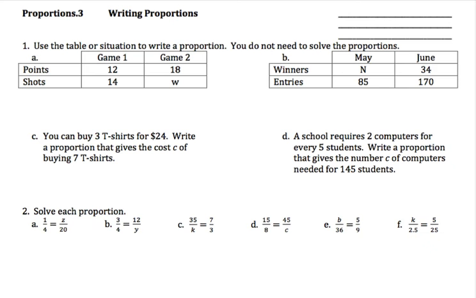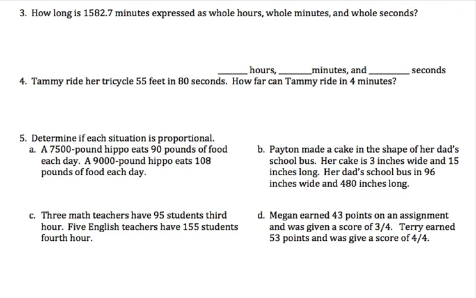In the practice, on number 1, you're going to just be writing a proportion. Number 2, you solve the proportion mentally. So you just look for that nifty little fraction pattern you can use and then do the equivalent fraction and you've got the answer. Number 3 is a bit of a challenge problem. See if you can take 1,582.7 minutes and express it as hours, minutes, and seconds. You're going to need to figure out how many hours that is and subtract all those minutes out, and you'll have some minutes left over that aren't fitting into the whole number of hours, and then do the same thing as you move down to seconds.